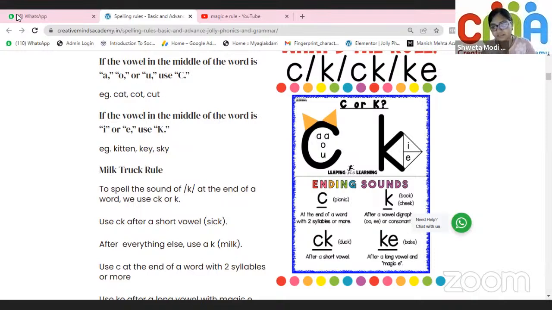Like when I read the word picnic, I will highlight the i in pic, and in nic, again the i will be highlighted. So you can always tell the children that 2 highlighted letters are there, which means it's a 2-syllable word.